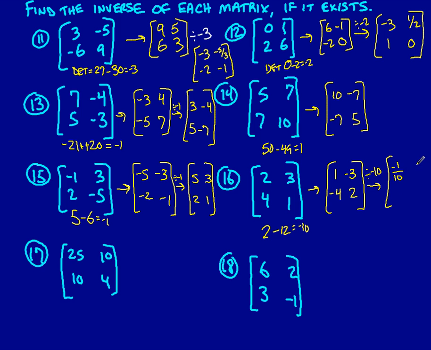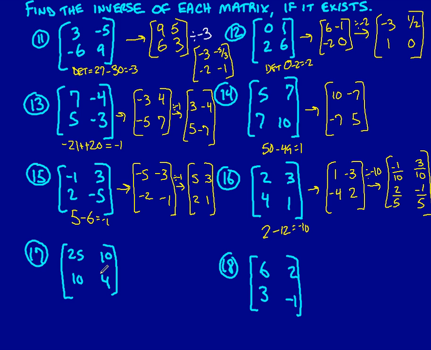Negative 1 over 10. This will be a positive 3 over 10. This would be a positive 4 over 10, which would reduce to positive 2 over 5. And this guy here will reduce to a negative 1 over 5. It would have been 2 over 10, down to now 1 over 5.